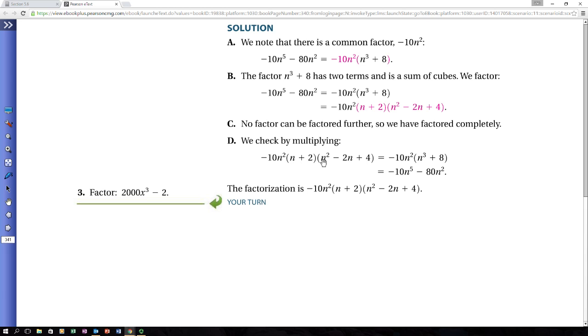I take n times n squared, n times a negative 2n, n times 4, and then distribute the 2 here. 2 times n squared, 2 times negative 2n, 2 times 4. Add all those terms up, and you should end up with n cubed plus 8. And then if I multiply my common factor back into this sum of cubes, I would hopefully end up with exactly the same polynomial that I started with, as a check.